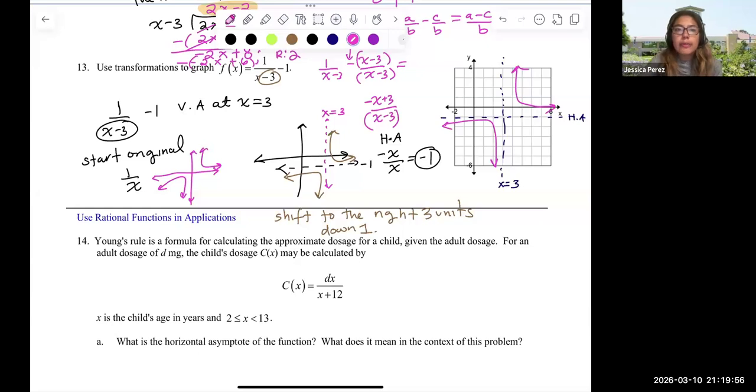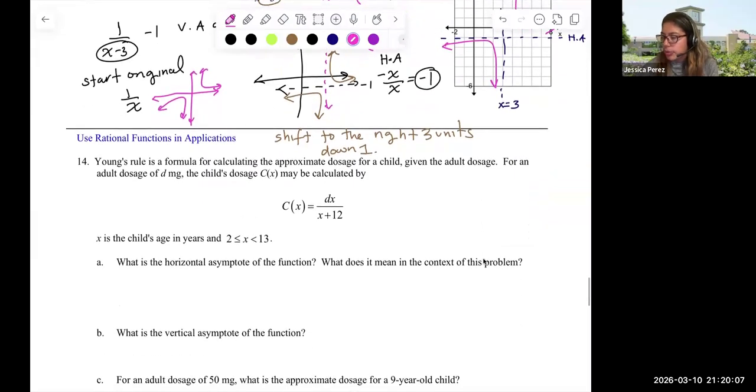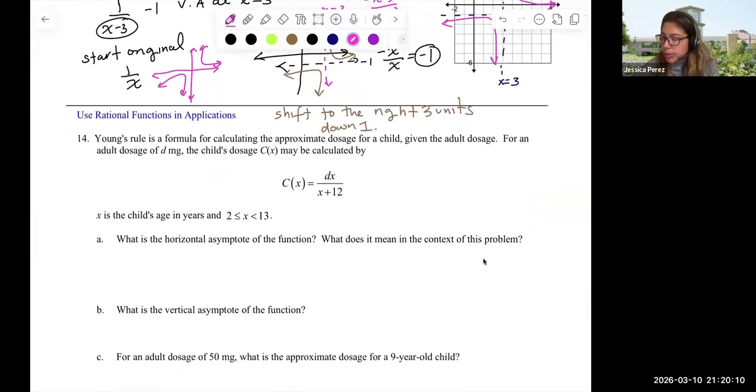Now, the last part of this section is to use rational functions for applications. So Young's rule uses a formula for calculating the approximate dosage for a child given an adult dosage. For an adult dosage of D, the child dosage is Cx. So this is the formula that is calculated to approximate the child dosage versus the adult. X is the child's age that ranges between 2 and 13. We want to determine the horizontal asymptote of the function.